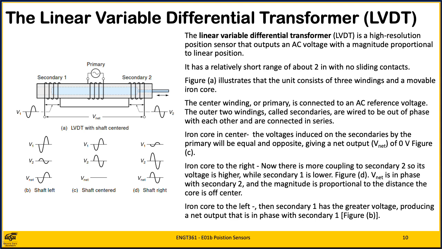Summarizing, the output of the LVDT is an AC voltage with magnitude and a phase angle. The magnitude represents the distance that the core is off center, and the phase angle represents the direction of the core, left or right.